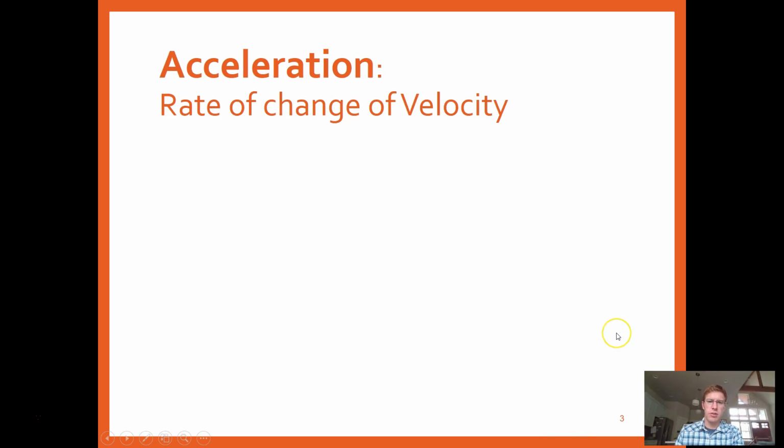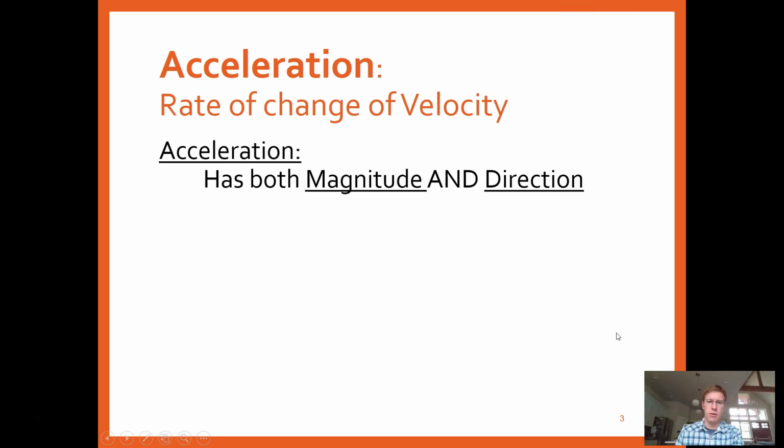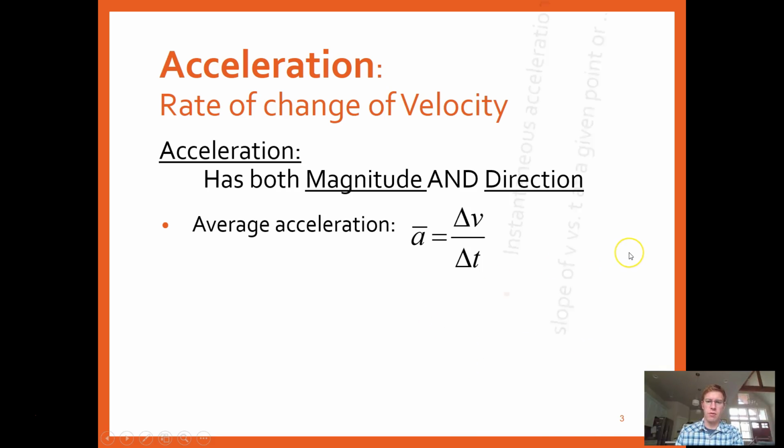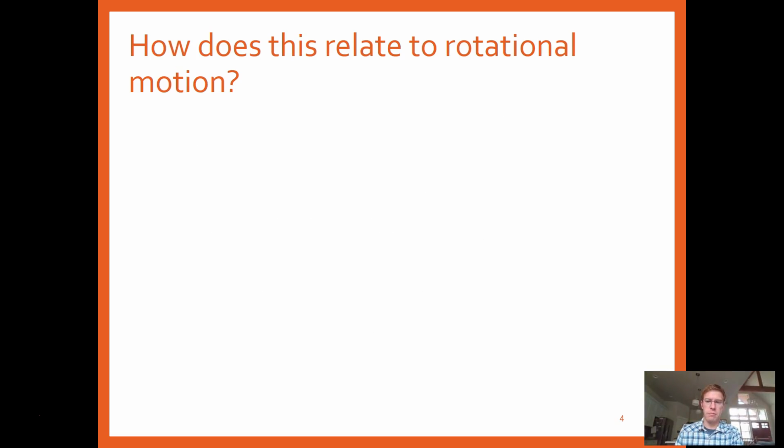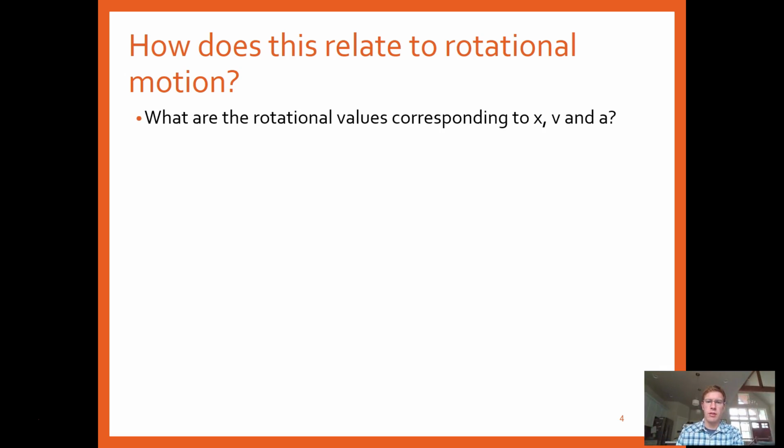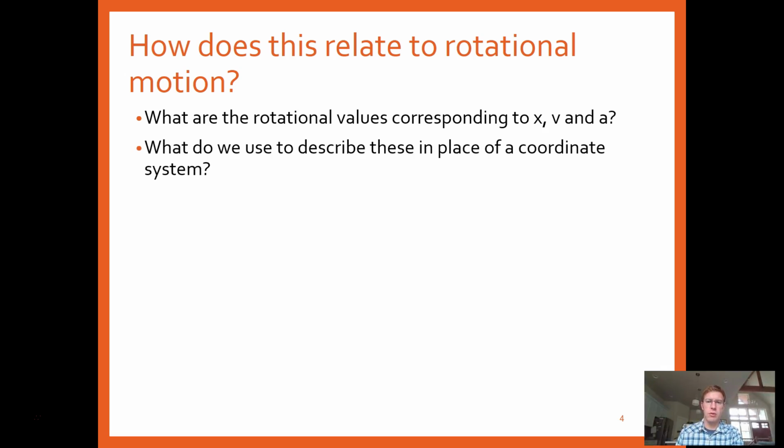And acceleration is just the rate of change of velocity, okay? So once again, it's a vector quantity. It has magnitude and direction. Average acceleration is just change in velocity over a change in time, and the instantaneous acceleration is just the derivative of velocity with respect to time, or the second derivative of position with respect to time. As I mentioned at the beginning, we're now going to relate these same ideas to rotational motion. So instead of having position, velocity, and acceleration, we're going to be dealing with rotational equivalents of each of those.